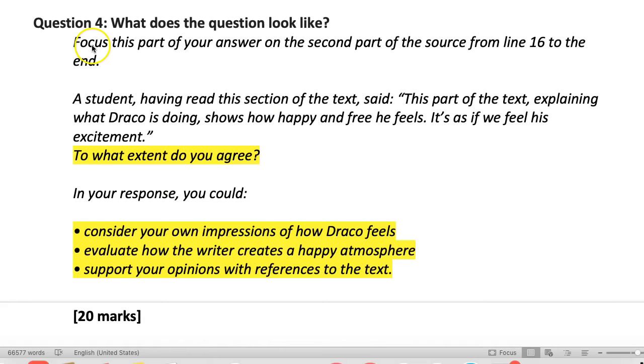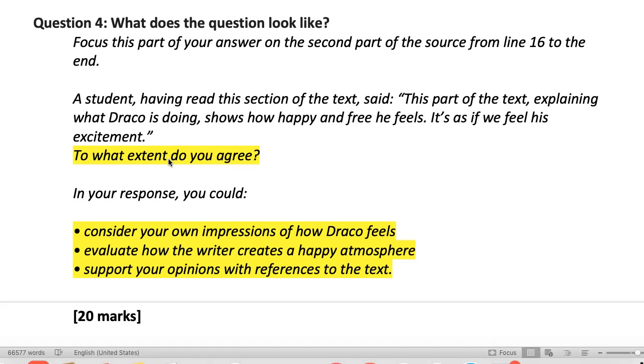Right, question four will always be on a part of the text, and it will also have a made-up opinion. A student, having read this section, said this part of the text explaining what Draco is doing shows how happy and free he feels. It's as if we feel his excitement. To what extent do you agree? Now, the "to what extent" means that the examiner wants you to evaluate.